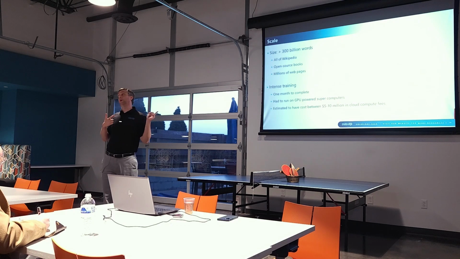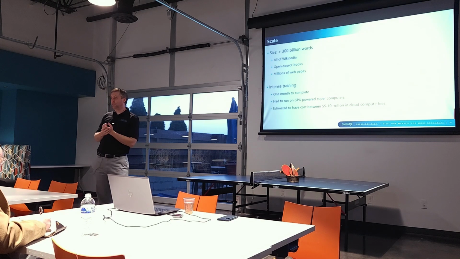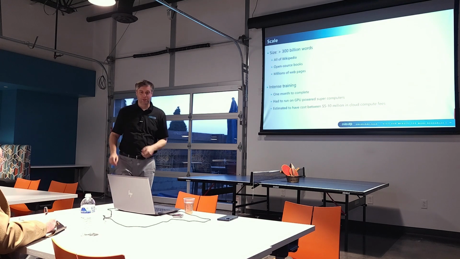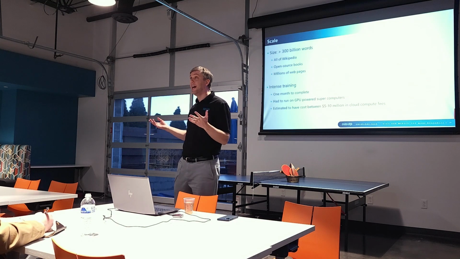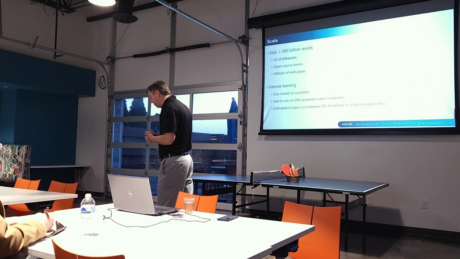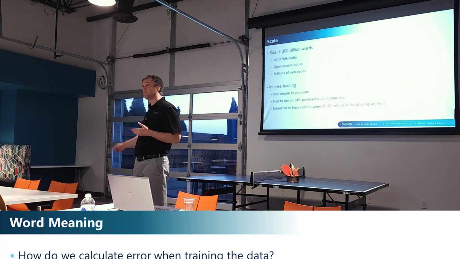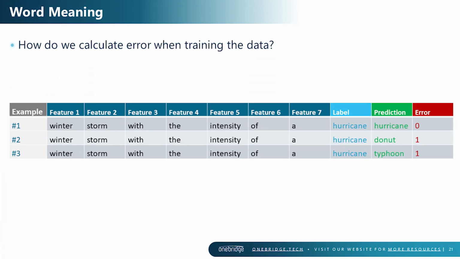So this is why most people can't build their own GPT, because they do not have $5 to $10 million to spend in cloud computing costs. Although, as you've heard, Azure and Microsoft have partnered up with OpenAI, so now they can at least get some cheaper compute. So this is a very simplified, contrived example of how we calculate error when training a language model.